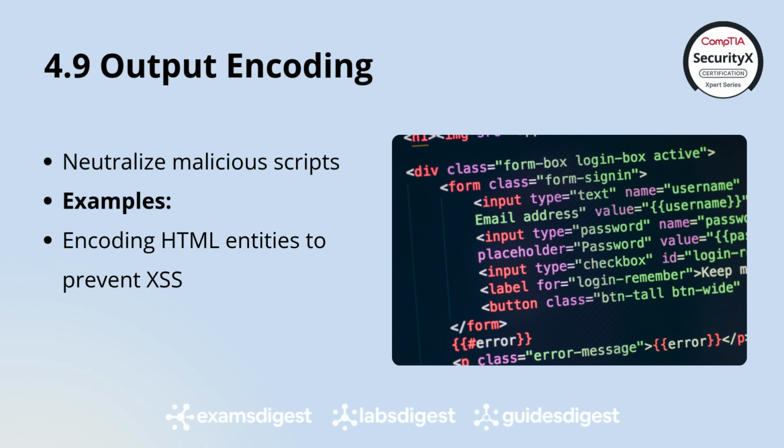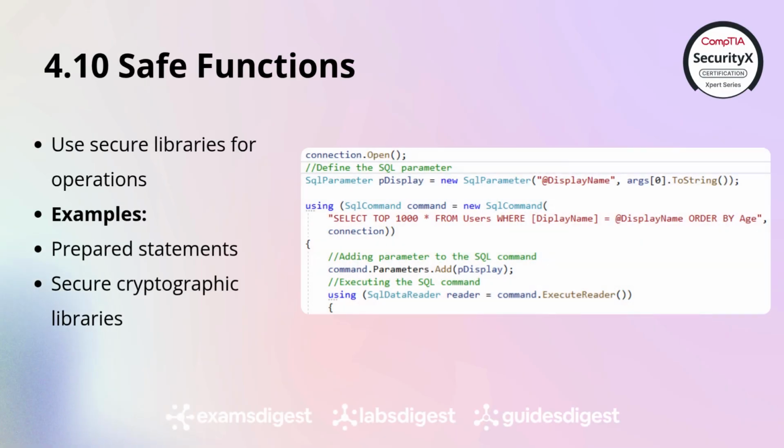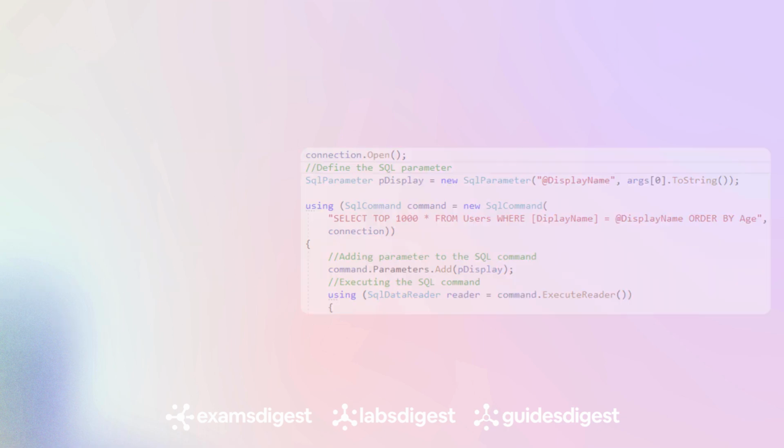Output encoding. Output encoding converts special characters in output data to a safe format, preventing them from being interpreted as executable code. This is particularly effective against XSS attacks, as it ensures that user-generated content displayed in a browser is treated as text rather than executable script. Safe functions. Using safe functions and secure libraries reduces the risk of vulnerabilities in application code. For example, prepared statements and parameterized queries in SQL can prevent SQL injection by separating data from executable commands.